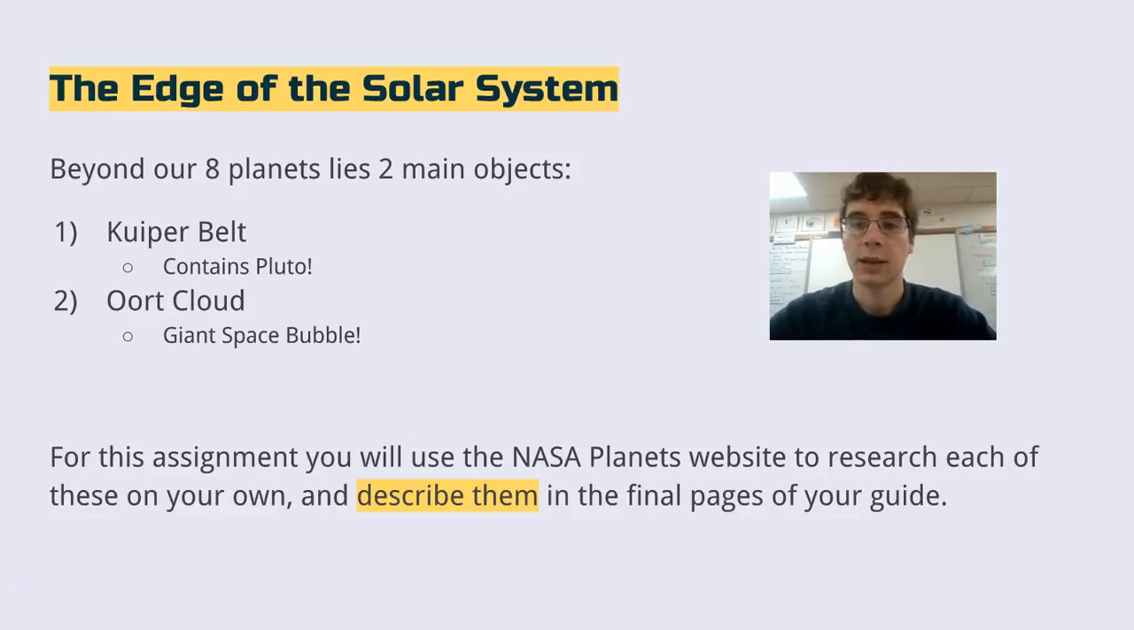And instead of me telling you all about this today, what you're going to do is go to the linked website in the Google Classroom, and you will use that NASA Planets website to research each of these components of our solar system on your own and describe them in the final pages of your guide. So tell me, how far away are they? Tell me, what are they made out of, and give me, briefly, again, like you have for the past pages, a piece of advice if you were to travel to them. Okay, so these two things you're going to do on your own.